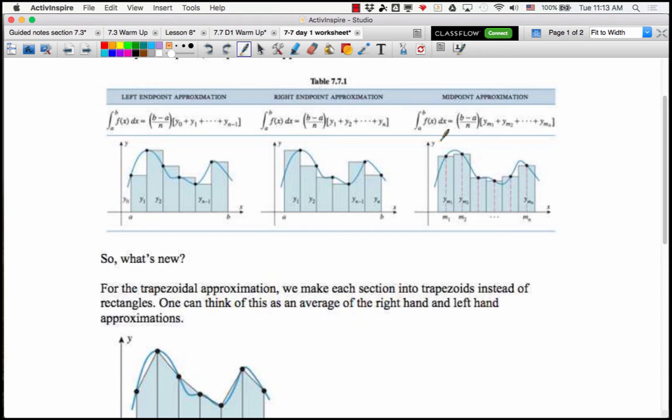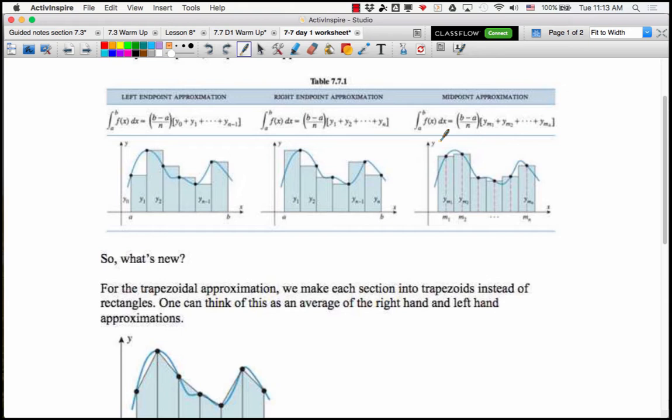Welcome. This is lesson 7.7. It's kind of out of sequence a little bit, but it's the second lesson of chapter 7, even though it's 7.7. This is the first day of the second lesson of chapter 7. And not sure what season we're on, but let's continue.